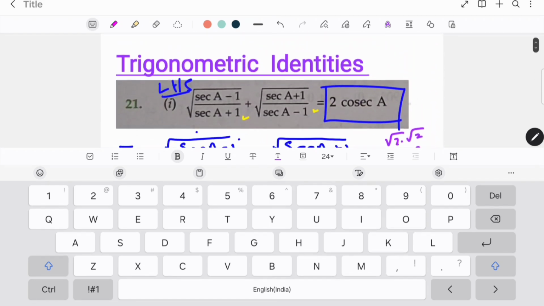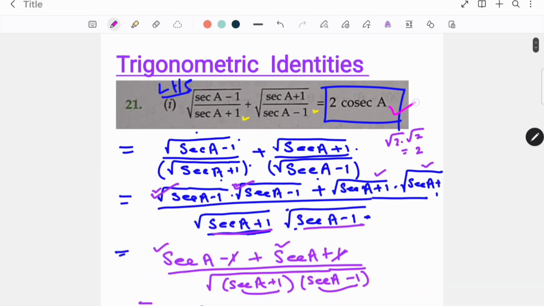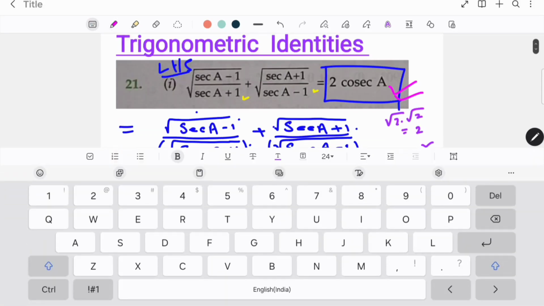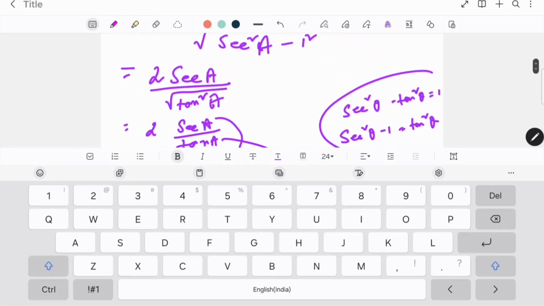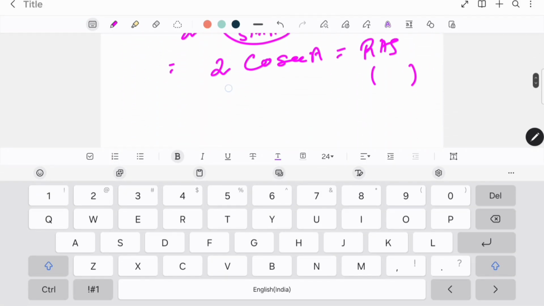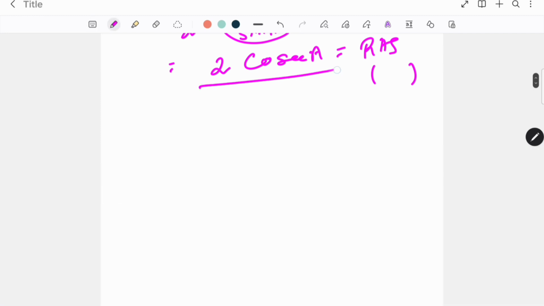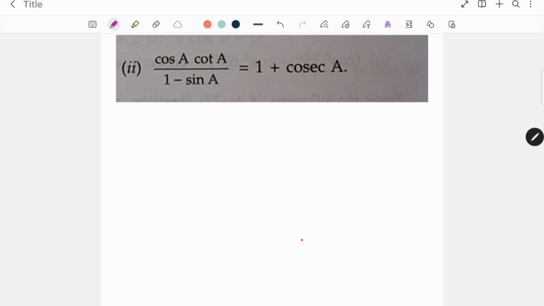Here we required 2 sec A, and we have proved the answer as 2 sec A. So hope you understood. Try the next sum. Let's see how we can solve this one.